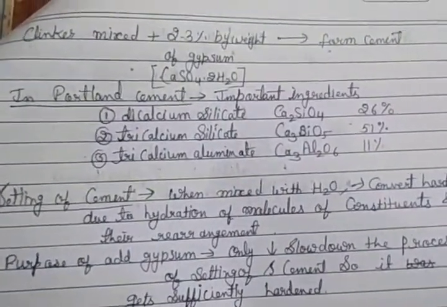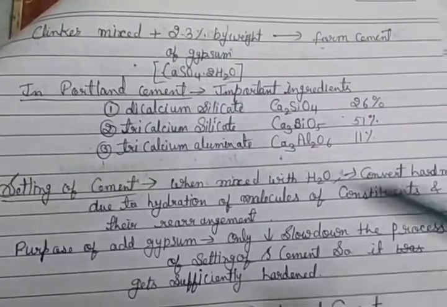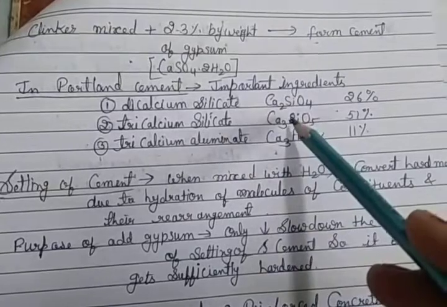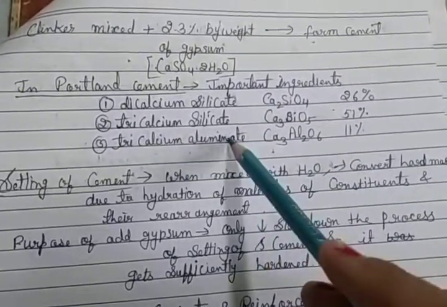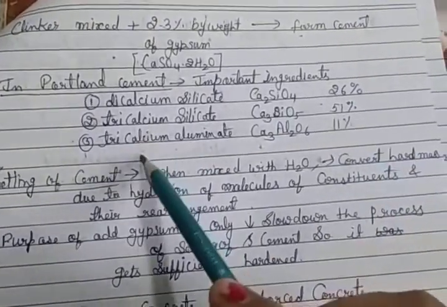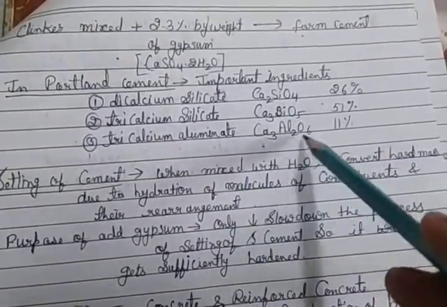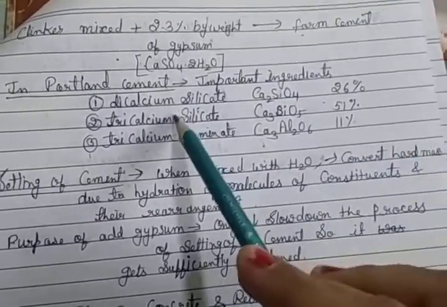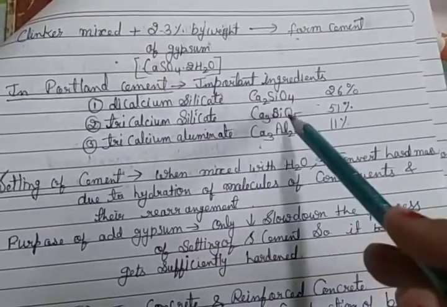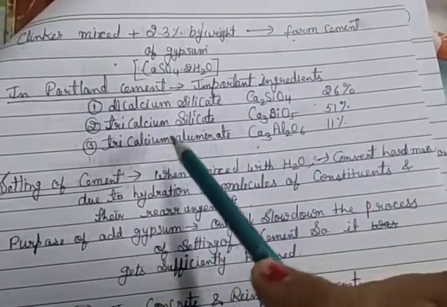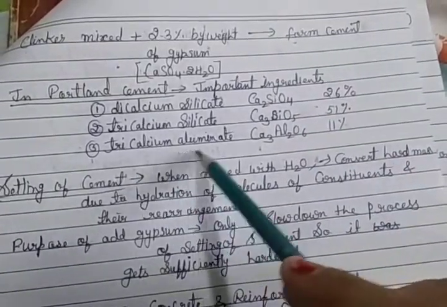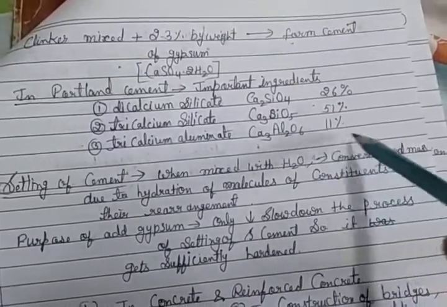Then in Portland cement, the important ingredients are dicalcium silicate Ca2SiO4 26%, tricalcium silicate Ca3SiO5 51%, and tricalcium aluminate Ca3Al2O6 11%. So in Portland cement there are three important ingredients: dicalcium silicate 26%, tricalcium silicate 51%, tricalcium aluminate 11%.